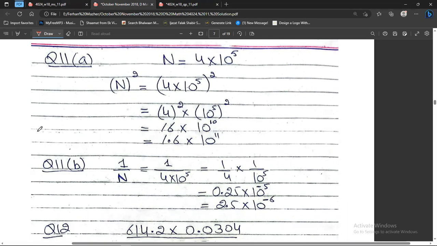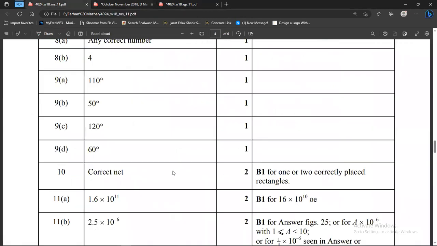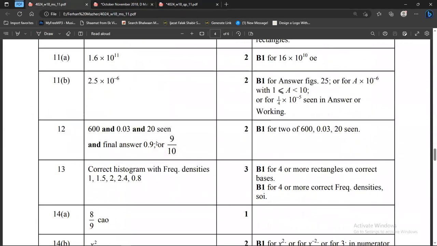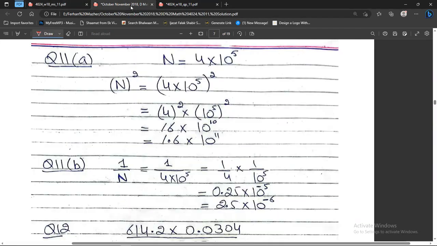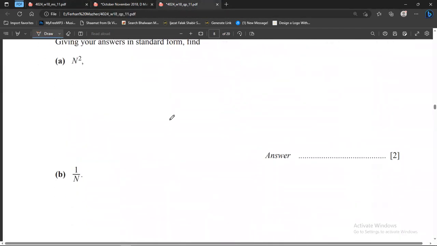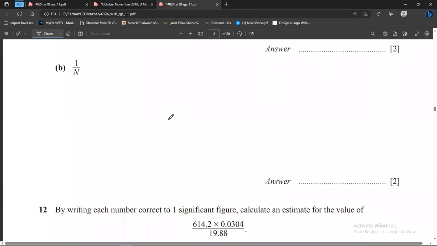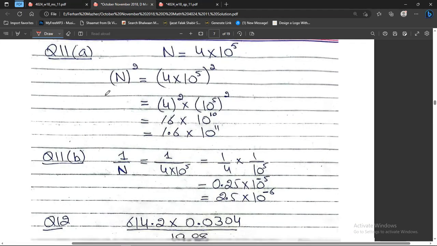Now 16 times 10 to the power 10 is not in standard form. So I will move the decimal of 16 one step to the left, and what will happen? We will have 1.6 times 10 to the power 11. The answer is right. This is the solution. Okay, then we have question number 11, B part. They want me to find out 1 divided by n.